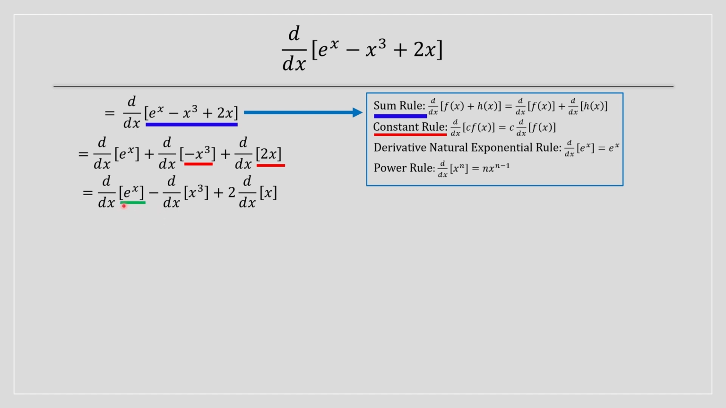Now we're going to apply the derivative natural exponential rule over here, and we're going to apply the power rule twice over here because it's inside these derivatives. Once you apply it, the e to the x stays the same. The 3 gets put down on the bottom, and we have 3 minus 2, which is equal to 1 on the top, and over here we should be left with 2, and that's the answer to this question.